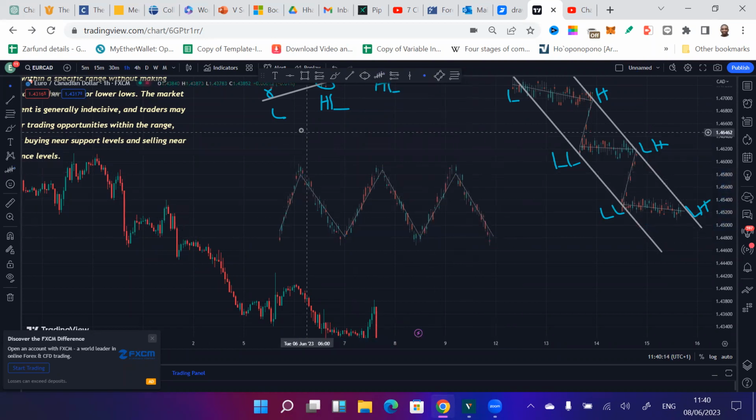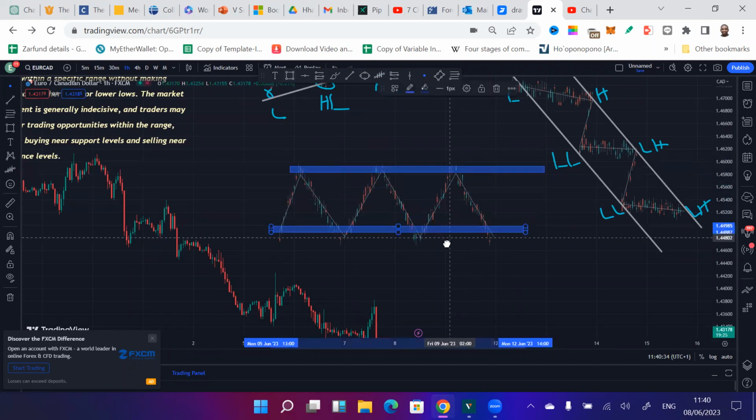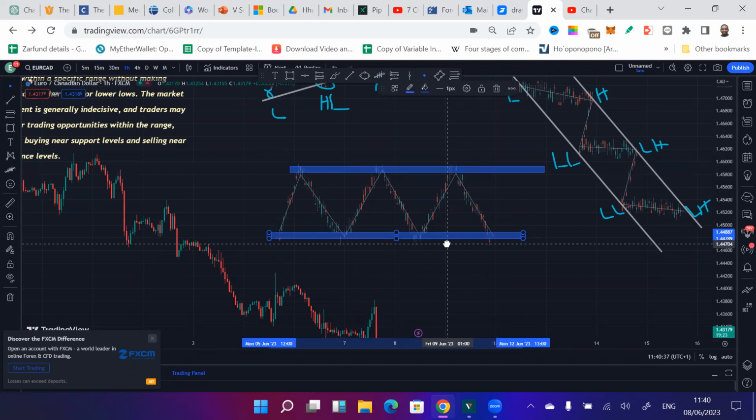So this is what you call a range-bound market. There is no clear direction. You cannot say it's going up, you can't say it's coming down. That is what you call a range market. You can't say this is an uptrend, you can't say it's a downtrend. It is neither an uptrend nor a downtrend. That's why it's called a range.